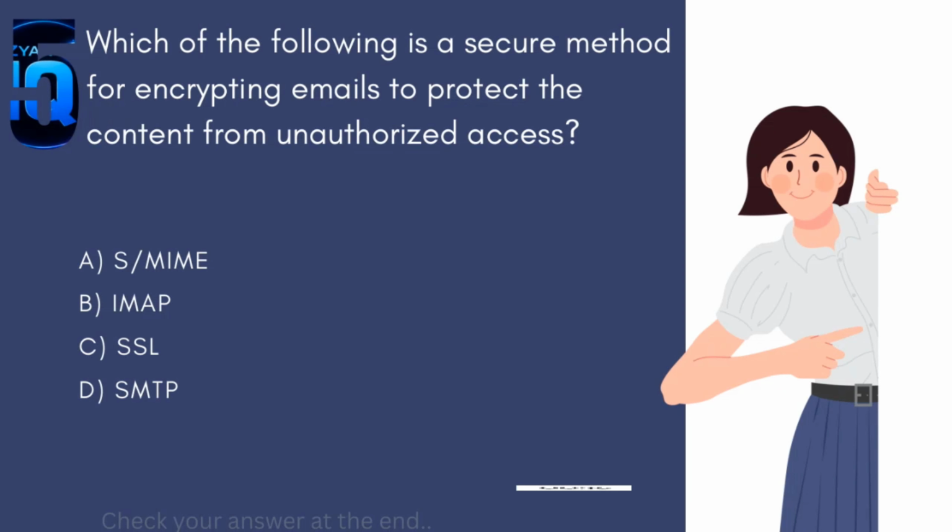Now let's move on to slide 7. At the end of this slide, you'll see a prompt to check your answer, so keep that in mind. The question here is, which of the following options is a secure method for encrypting emails to protect their content from unauthorized access? We have 4 choices: A. SMIME, B. IMAP, C. SSL, and D. SMTP. First, it's important to understand that email encryption is essential for safeguarding sensitive information.